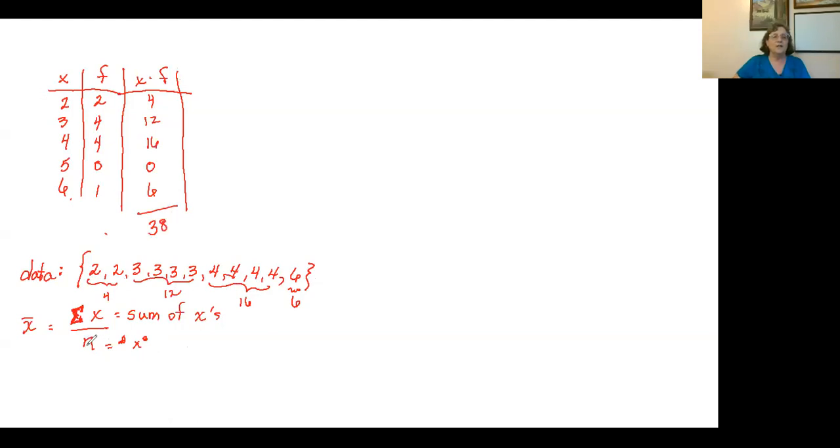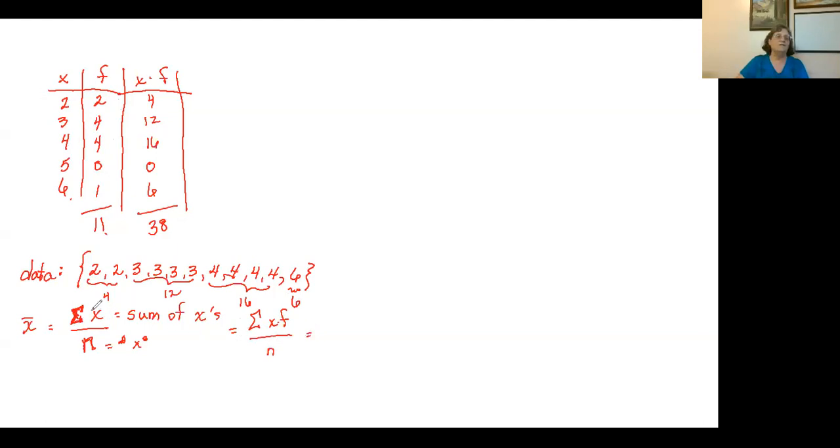And then you divide by n, which is the number of x's. The number of x's is the same as the frequency: 1, 2, 3, 4, 5, 6, 7, 8, 9, 10, 11. When you take the frequency, which is the number of each of these, that's going to again add up to 11. So x bar can be written as the sum of the xf's divided by n.